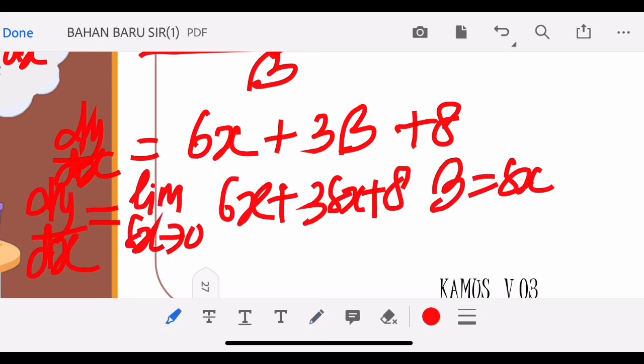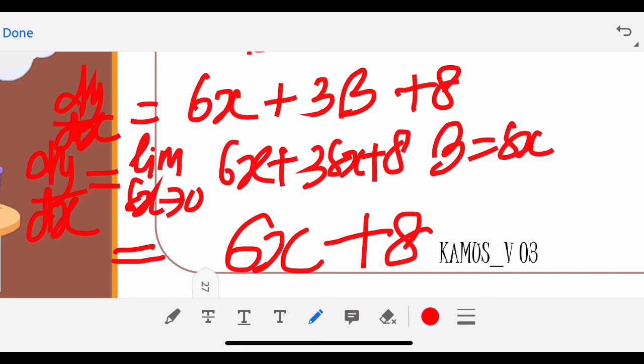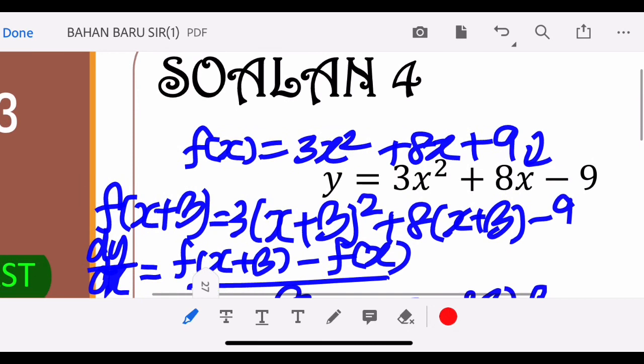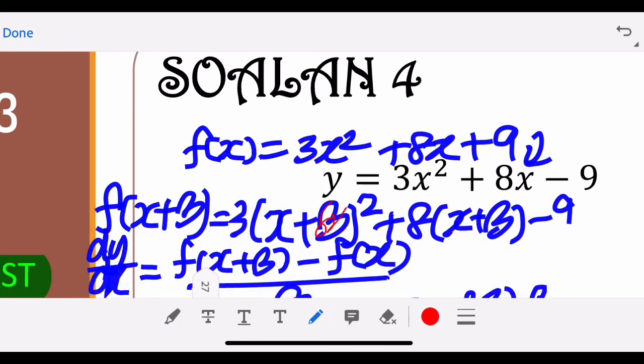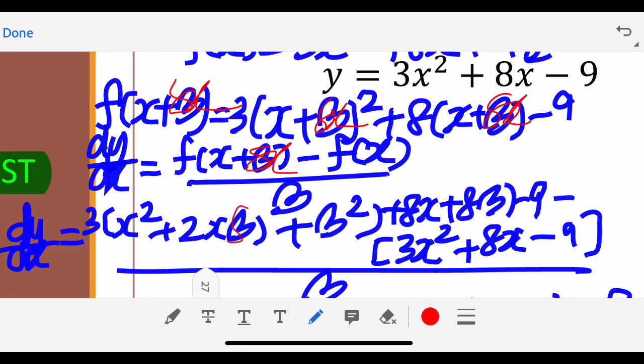So finally, as I say, the "love shape" is delta x. So we have to apply the limit when delta x approaches 0, for 6x plus 3 delta x plus 8. So when delta x approaches 0, the dy/dx will give you the answer 6x plus 8, right? So that is the concept of the limit for the first derivative using the first principle.